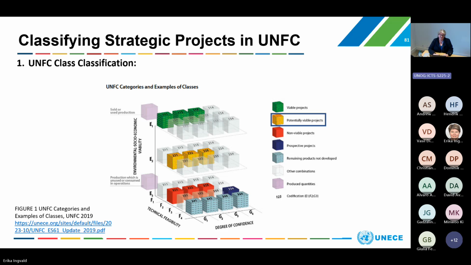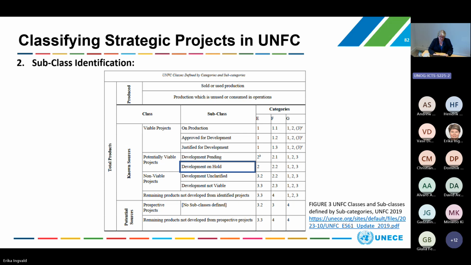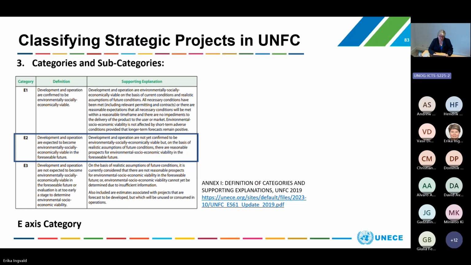So again, with the potentially viable projects, you will find this information in UNFC 2019, how these different boxes are defined, which will help you forward. And you could do it as a table, as we said. For instance, in this case, development on hold is a project that has 2, 2, 2, and 1, 2, or 3 on the G-axis. What happened now?